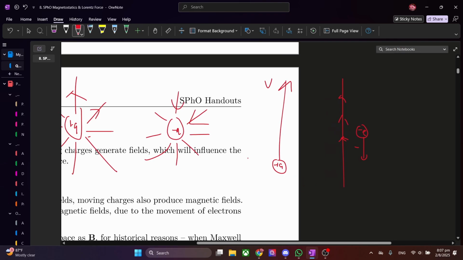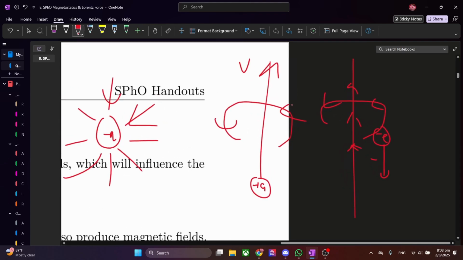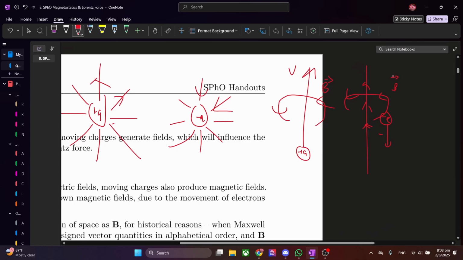So in magnetostatics, however, they still generate their own electric fields, but there is also its own field that comes from the movement of the charges themselves, and these are called magnetic fields. So, for example, a moving charge like this will generate a magnetic field that looks something like this, and similar to that of this current here also. So these are what we would call our magnetic fields.